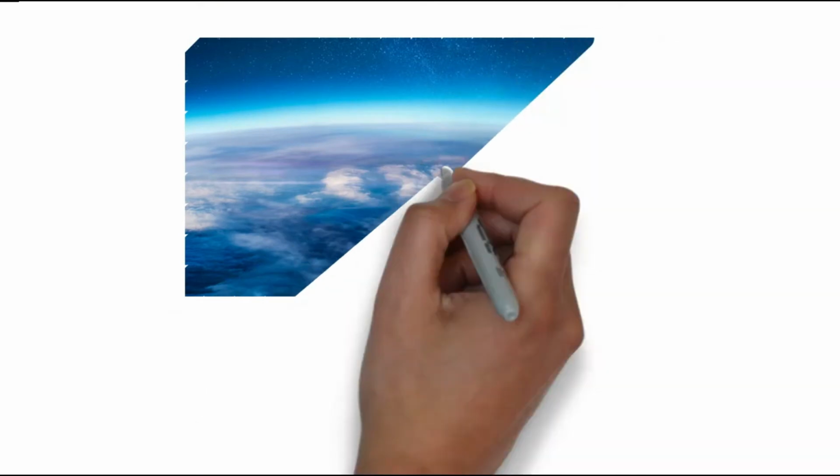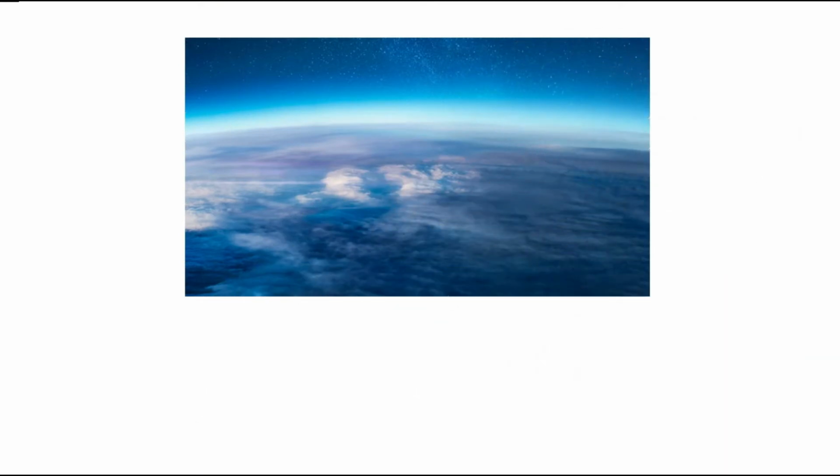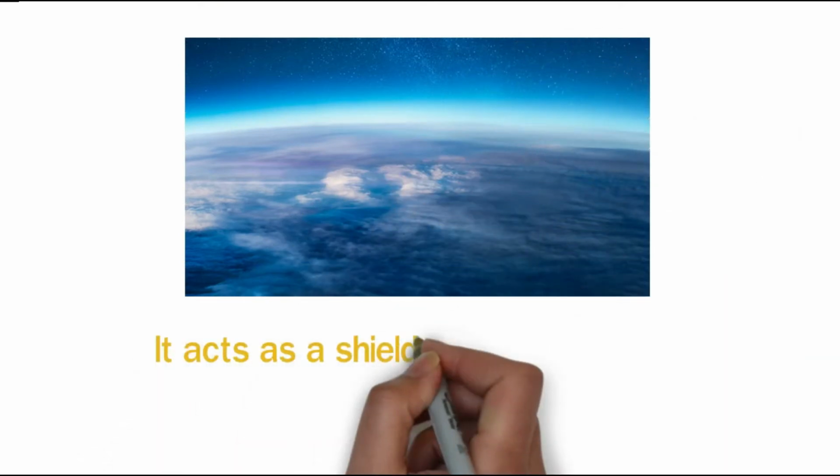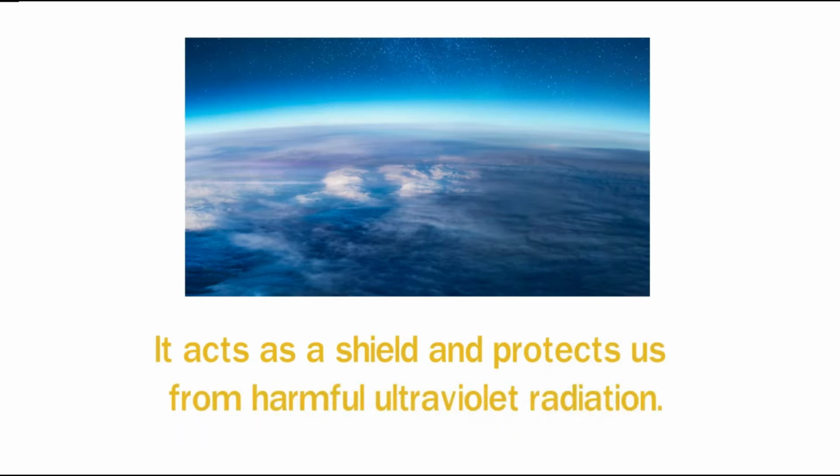The ozone layer is a naturally occurring layer of gas in the Earth's upper atmosphere. It acts as a shield and protects us from harmful ultraviolet radiation.